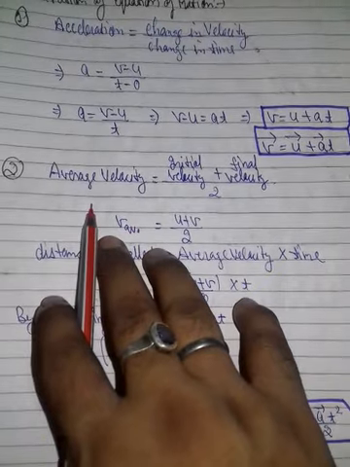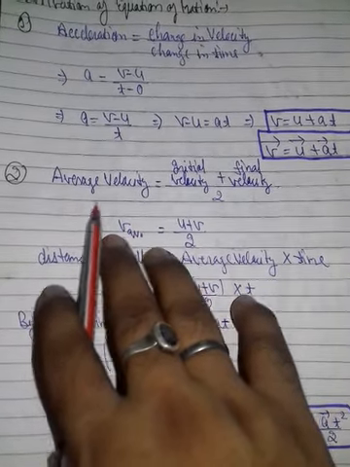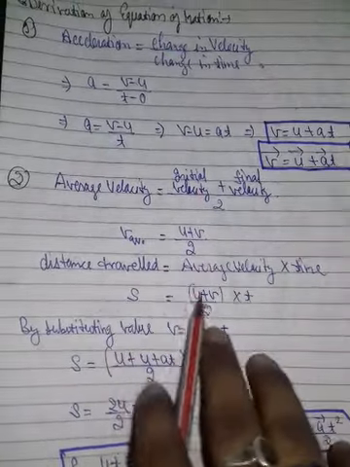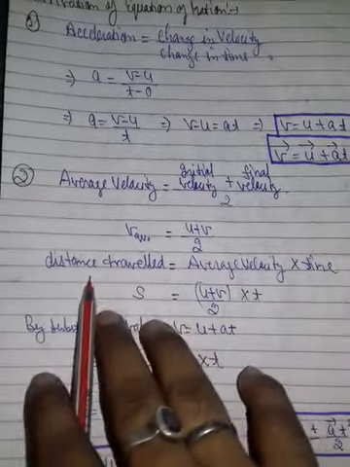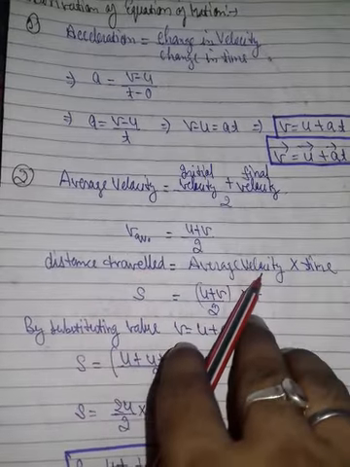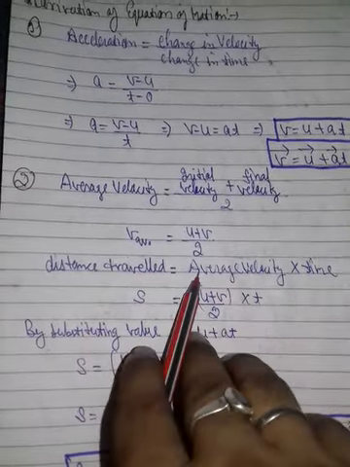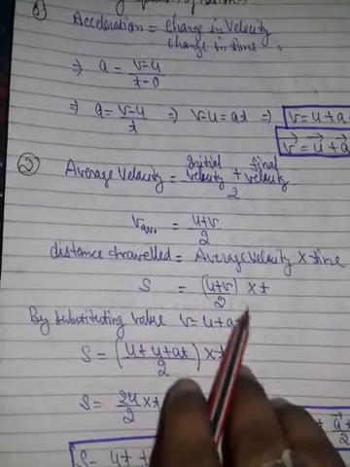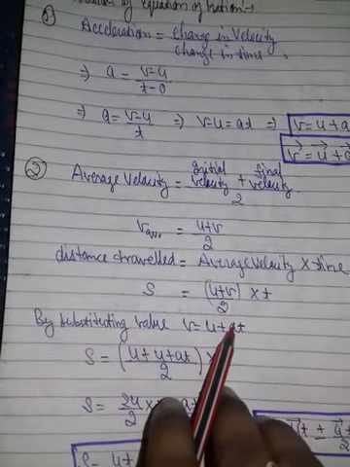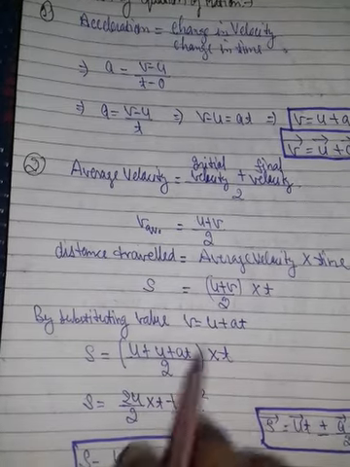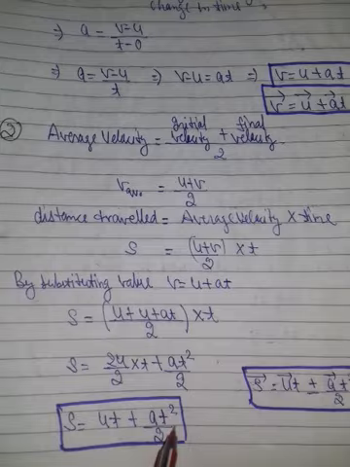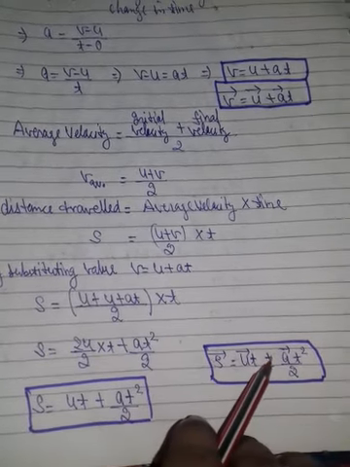Second equation of motion derivation. Average velocity is equal to initial velocity plus final velocity divided by 2. We know the distance traveled is equal to speed into time, and we take the average speed into time. Putting the average speed value, substituting the first equation of motion v = u + at, and solving this, we have got the equation s = ut + half at square, and it is their vector representation.